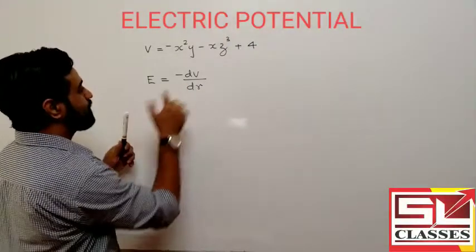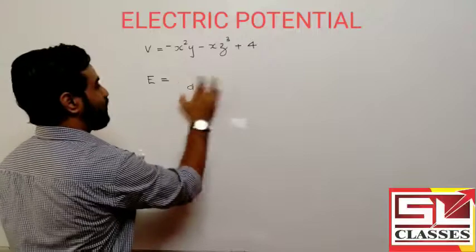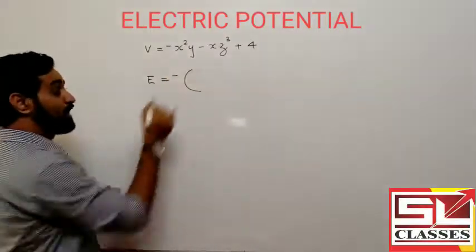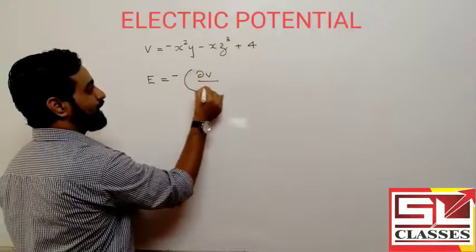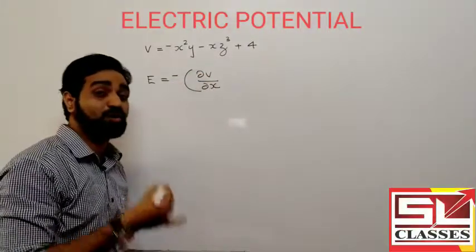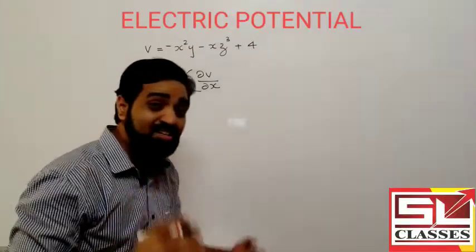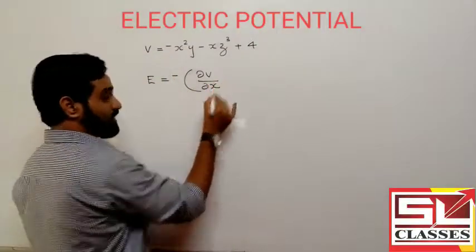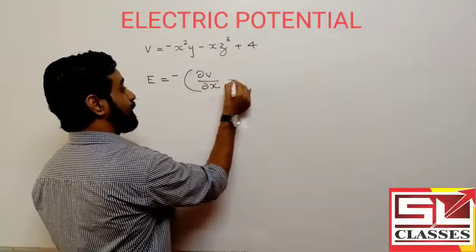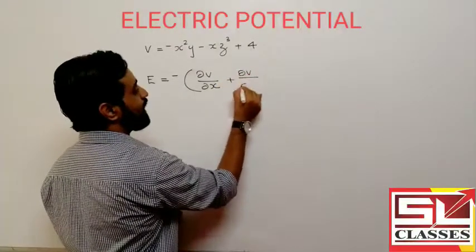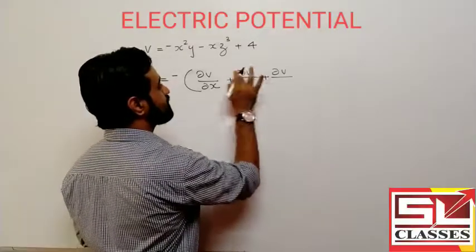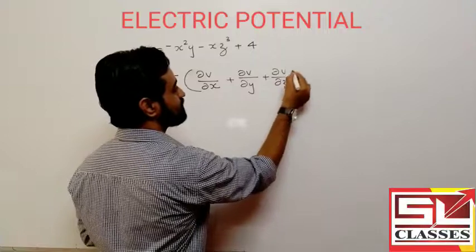So the equation will not be minus dV by dr. We have to write that equation in this way: minus of dou V by dou x. It's also called the del function. That is called the partial derivative. Dou V by dou x, just like a derivative, you can see. Just listen. Dou V by dou x plus dou V by dou y plus dou V by dou z.